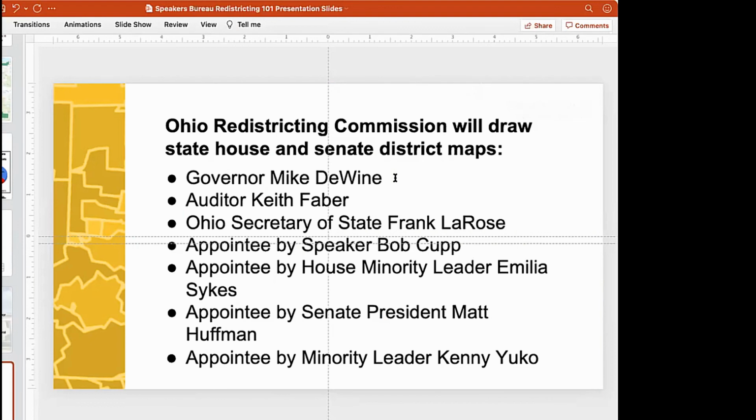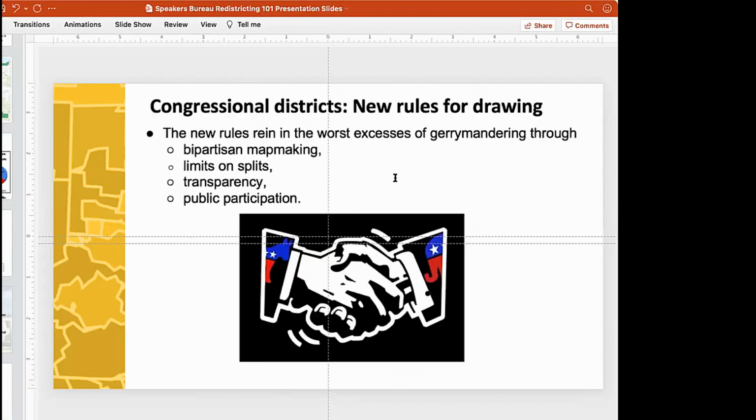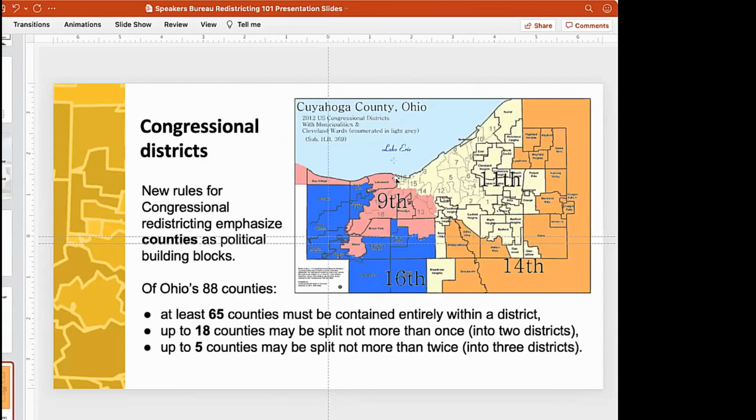The rules for the state legislature are tighter than the ones for congressional, which I've mentioned before. On the congressional district, the new rules do rein in the worst. They're not perfect, but there are some guardrails. And one of the most important things is transparency and public participation. These must be maintained despite the new census schedule. And that is one of the problems that we're facing, is that the census data is going to be late in arriving, which screws up the whole schedule.